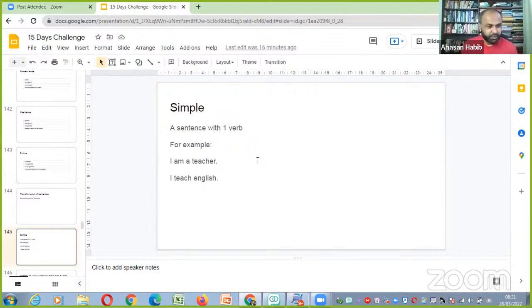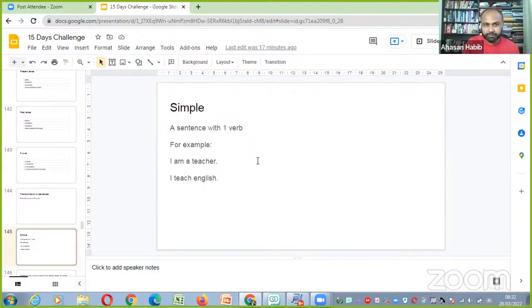Fazlu said a sentence with one verb is called a simple sentence. Excellent, thank you. Nurun Rita said a sentence with one verb. Excellent, thank you. Okay, that means you understand simple. If you understand the structure of a simple sentence, please type in the chat box: simple.